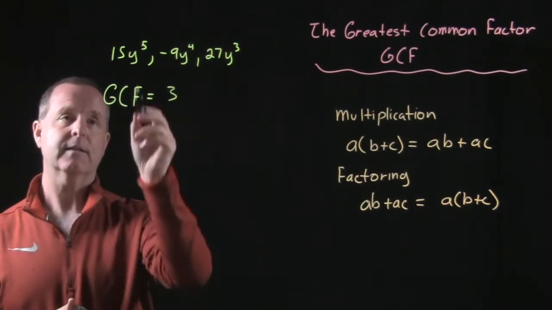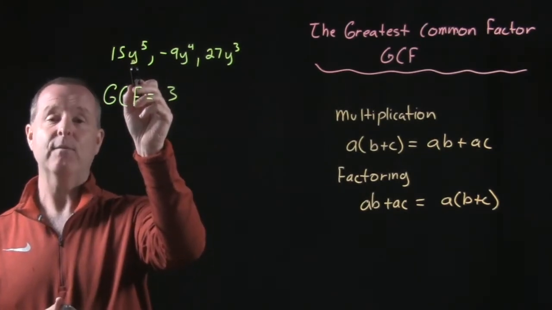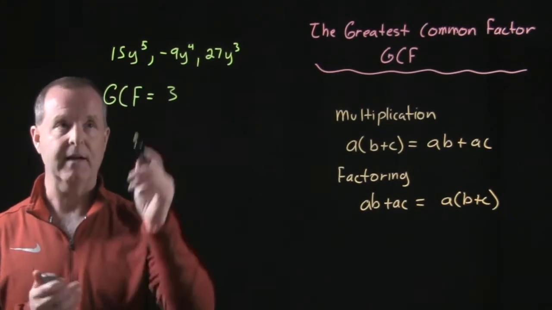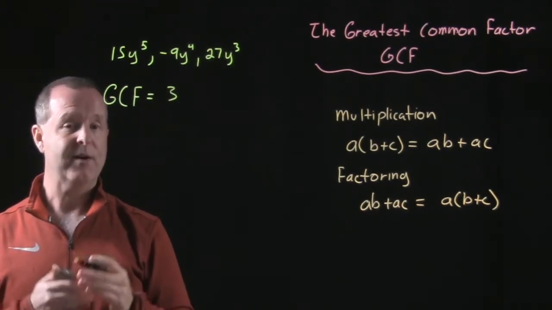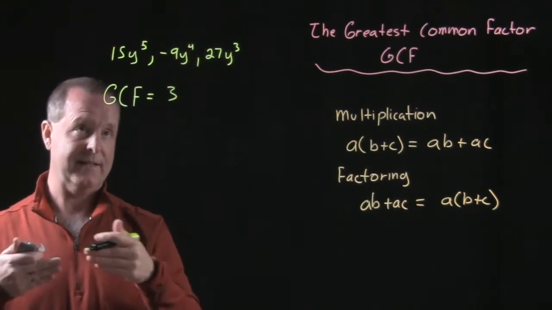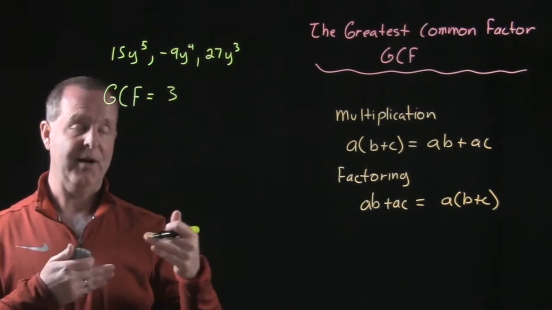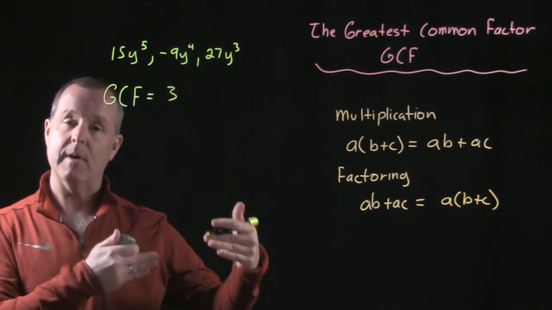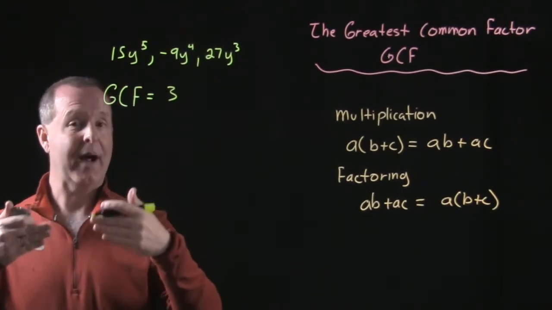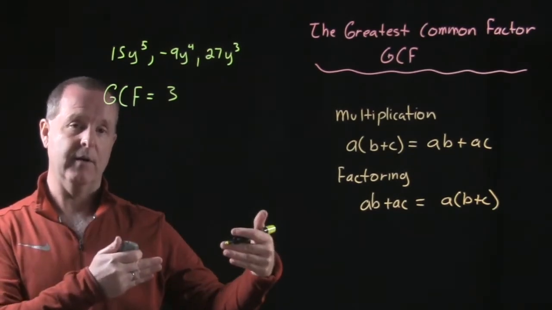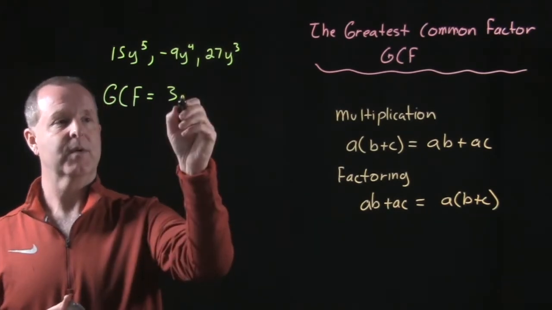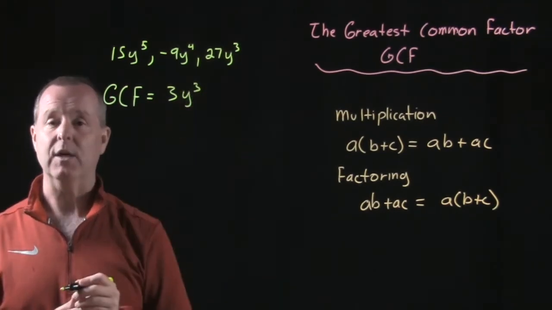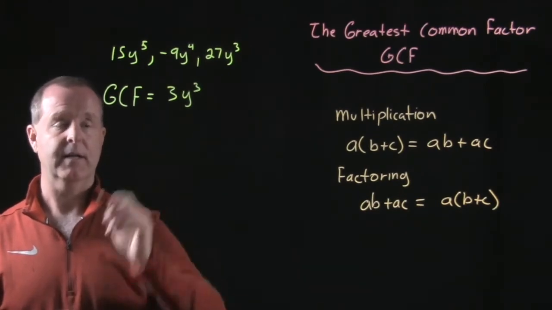Now we look at the variables. I have y to the 5th here, y to the 4th here, and y cubed there. Well, I know there's at least one y that's common to all of those. I know there's a y squared common to all of those. I know there's a y cubed common to all of those. But there's not a y fourth or a y fifth that's common. So it stops at y cubed. So my greatest common factor is 3y cubed.